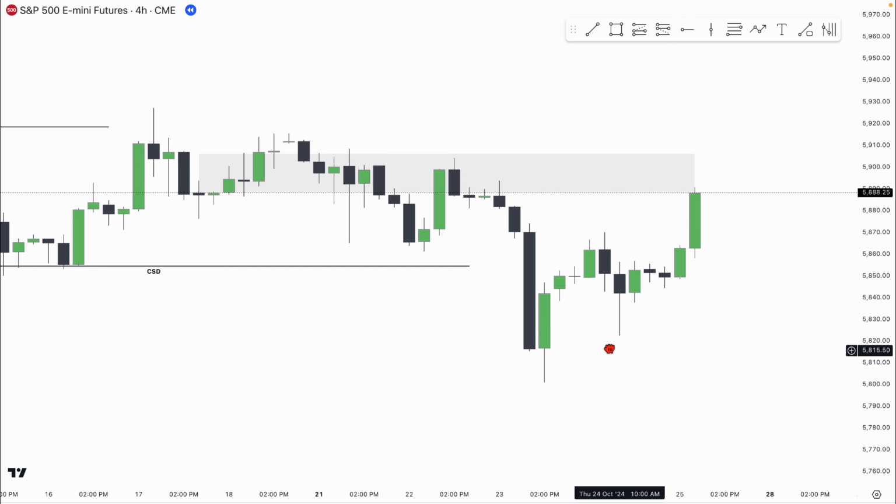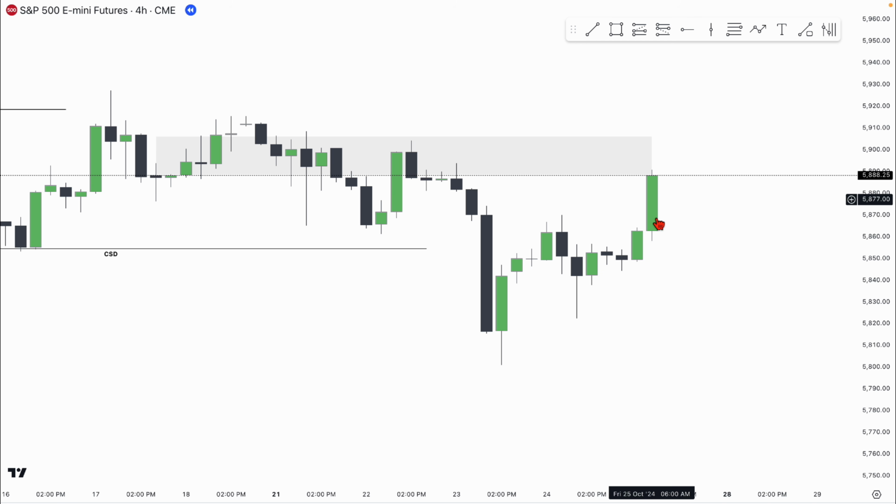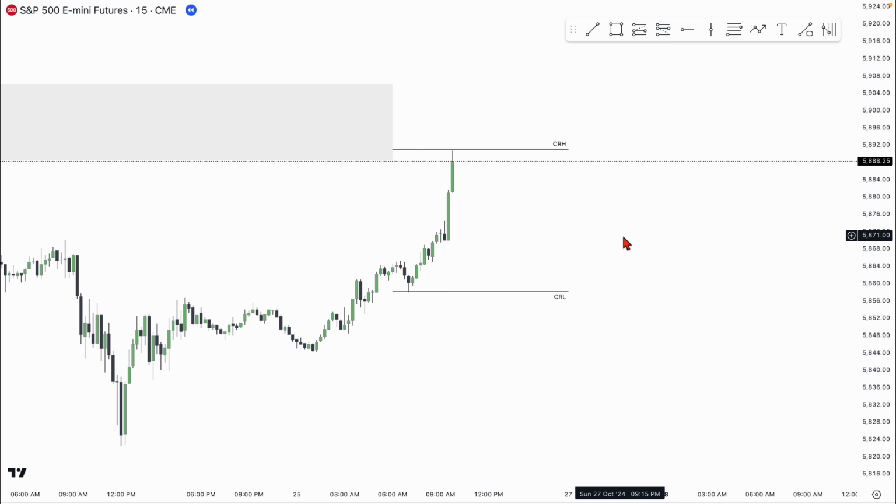Now, let's switch to the 4-hour time frame. Here, the price has tapped into our key level, and this is the 6 AM candle, which has already closed. We'll mark its high and low as our 6 AM range. Next, we switch to the 15-minute time frame to find the lower time frame CRT. Now that we're on the 15-minute time frame, the first thing we'll do is mark our time window, which is from 10 AM to 11:30 AM.